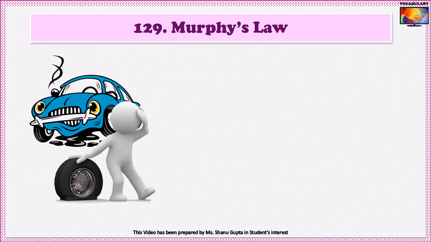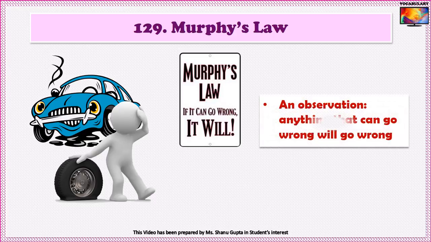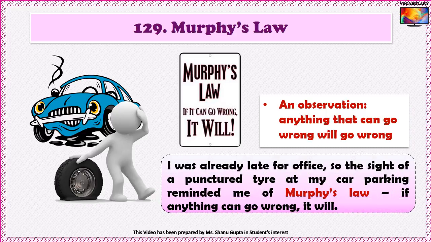Murphy's Law. People utter this expression quite often, so sometimes you have to strain your head to recall what it means. Well, Murphy's Law, plain and simple, is the observation that anything that can go wrong will go wrong. For instance, I was already late for office, so the sight of a punctured tire at my car parking reminded me of Murphy's Law. If anything can go wrong, it will.